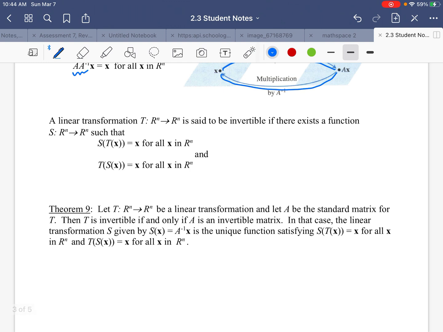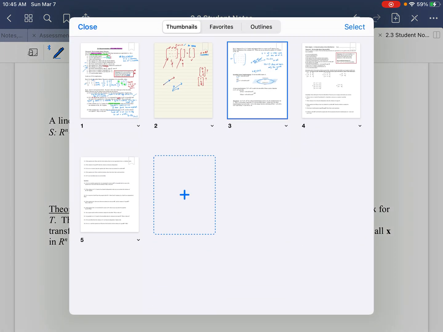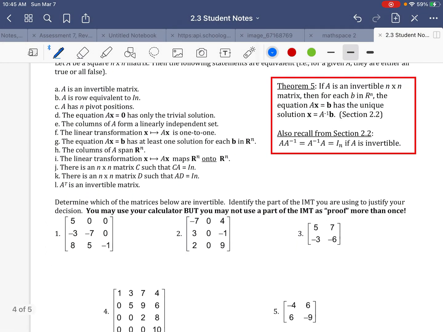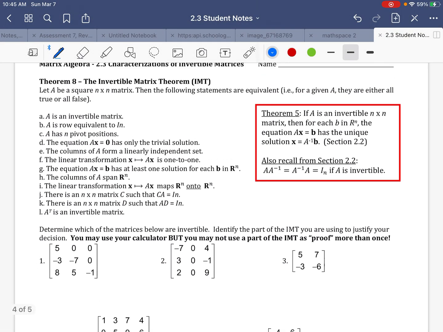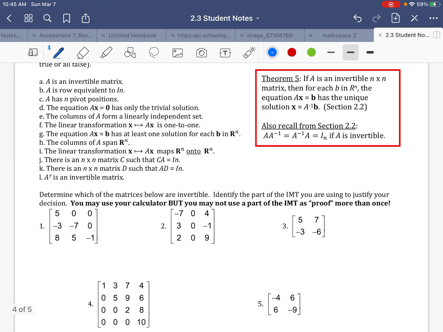And this theorem down here too, we're not doing a lot with these things either, so don't worry about that one. It just talks about transformations being invertible, and that's it. One more thing I want to go over is some of these things here in class. In class, we're going to be trying to use the invertible matrix theorem to prove that things are invertible or not.